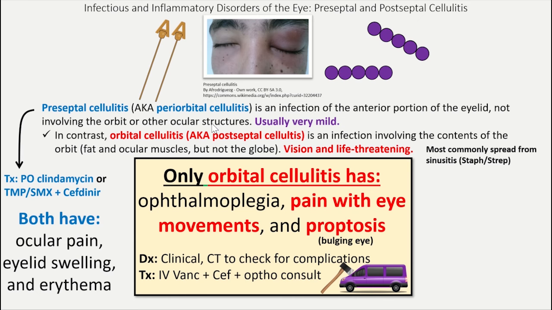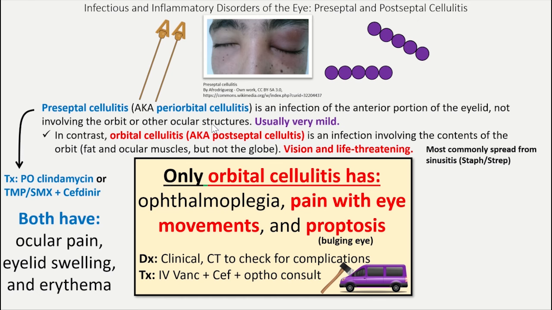So the diagnosis is clinical. You see this, you do your extraocular muscle movements, and you do your vision check. And if any of those things are abnormal, you need to treat it as orbital cellulitis. You can do a CT scan to check for complications.